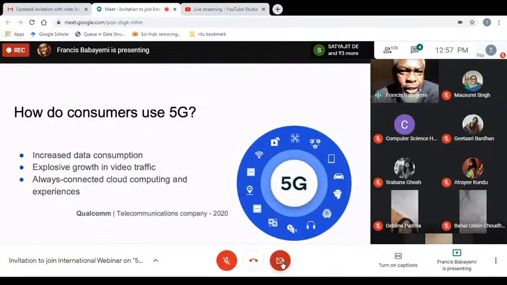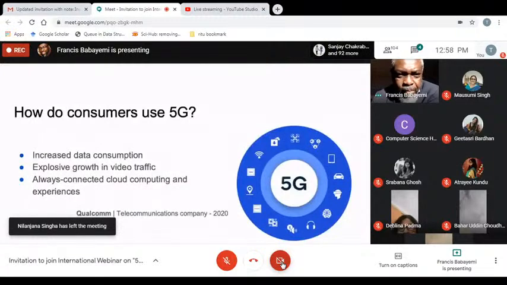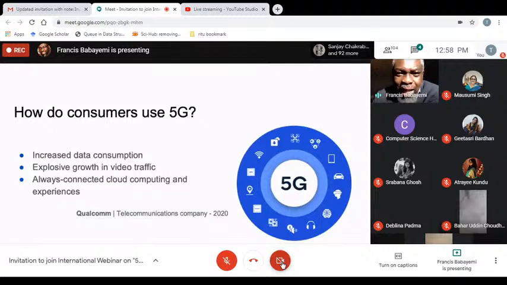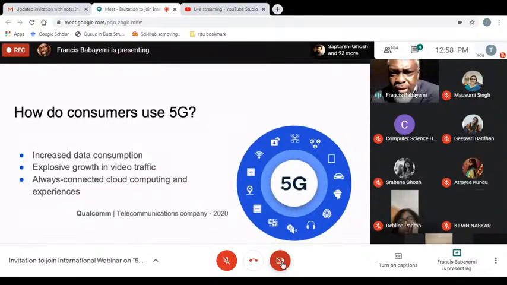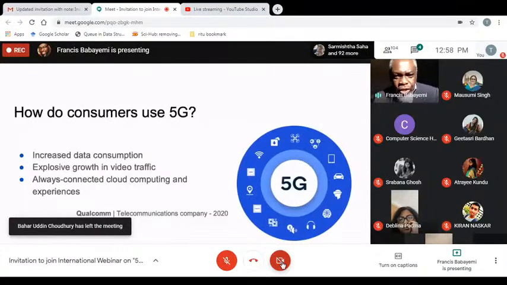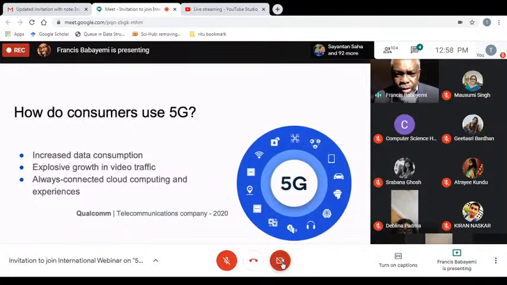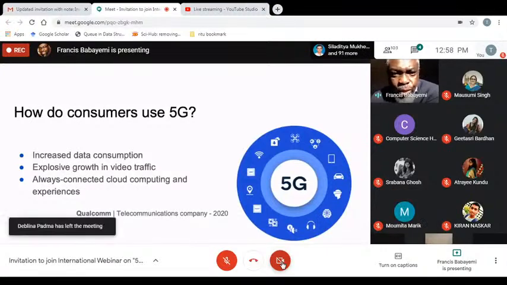Okay, so the other question is, how do customers use 5G? With 5G, there's the increased data consumption, explosive growth in video traffic, always connected cloud computing. Taking the first one, the average consumer is expected to go from consuming 2.3 gigabytes of data per month, which is what we've got today, to close to 11 gigabytes of data per month on our smartphones in 2020. So there is a huge difference between consuming 2.3 gigabytes today and moving to 11 gigabytes, the kind of transferring that's going on in the cloud and within devices.